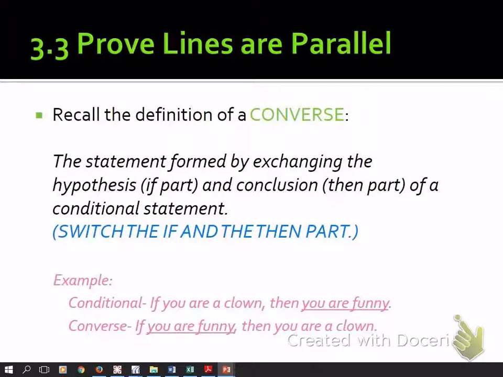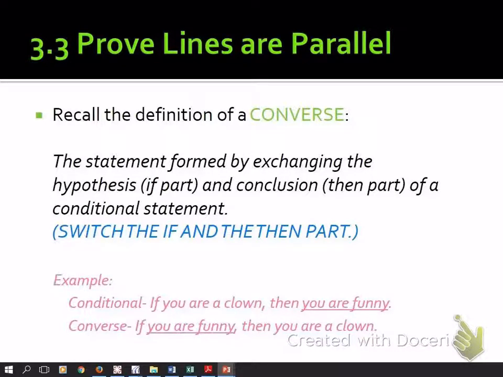For example, we can write a conditional statement that says if you are a clown, then you are funny. That means that if I know that someone is a clown, then I can conclude that they're funny. Now, if we wrote the converse, it would sound like if you are funny, then you are a clown. Which means now, if I know that someone is funny, then I can conclude that they are a clown, as long as it's a true if-then statement.